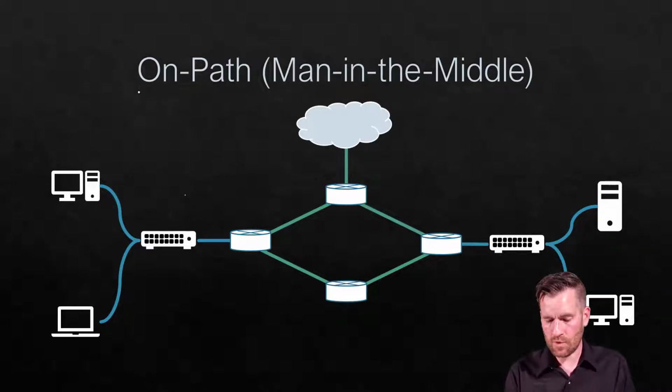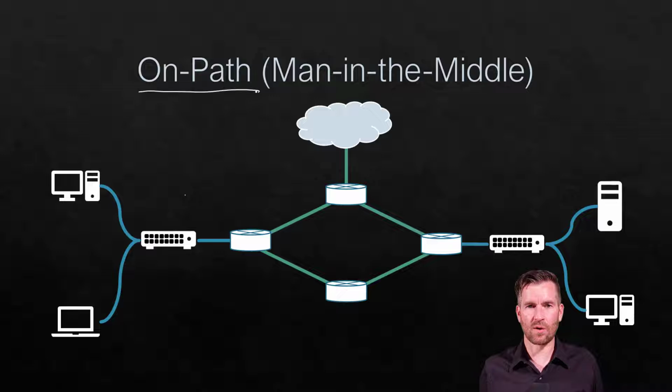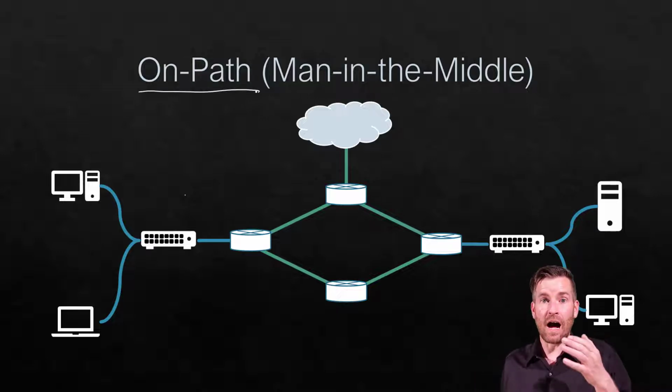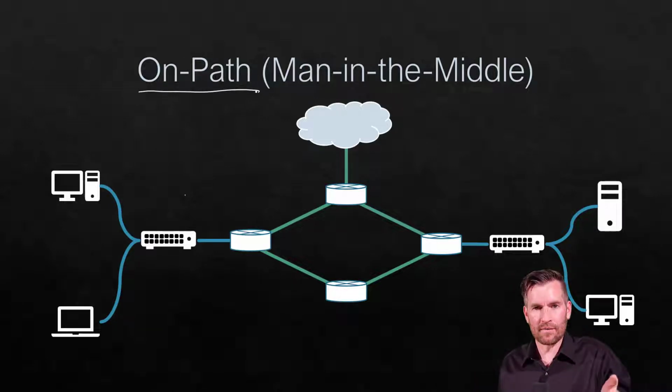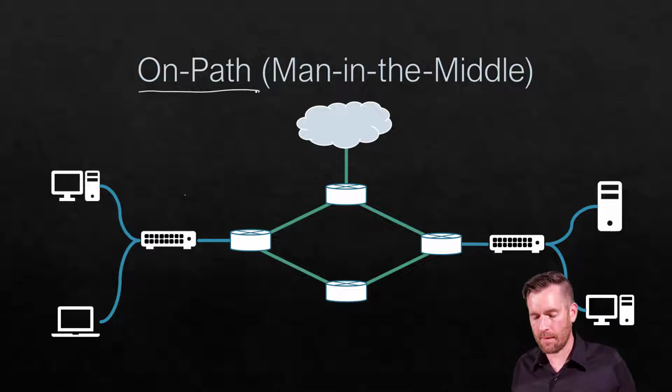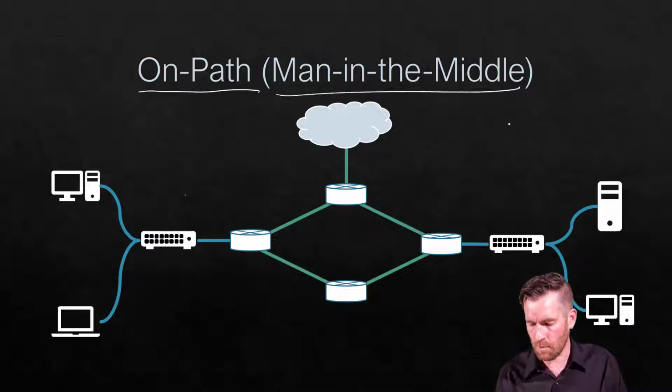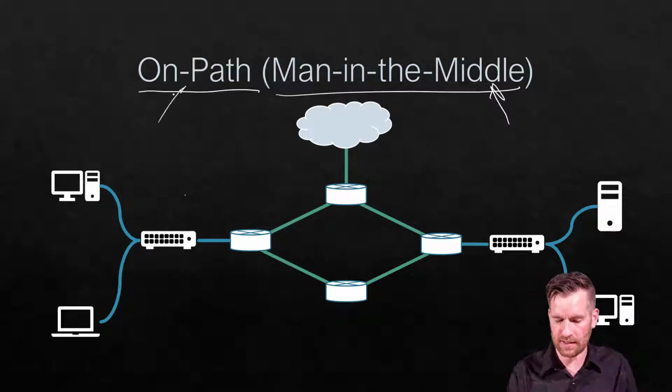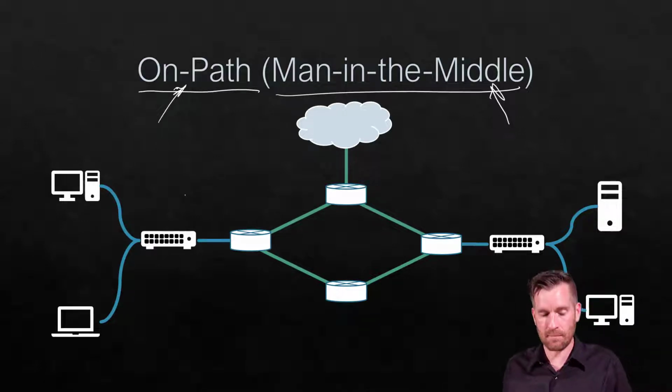Sometimes attackers will use this on path. They will insert a piece of equipment on the path in between one device and another, so that it can capture data, or it can do some sort of changing of the data. And I'll give you an example of that. It used to be called man in the middle. So most of the time you'll see this called a man in the middle attack, but you also will see this now called on path.